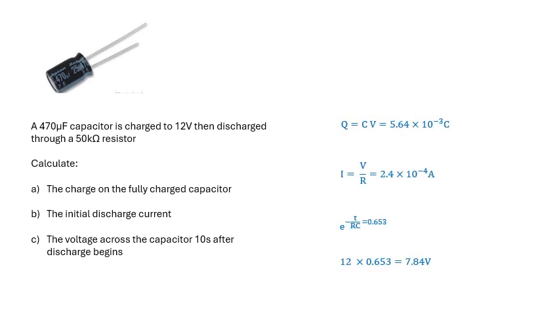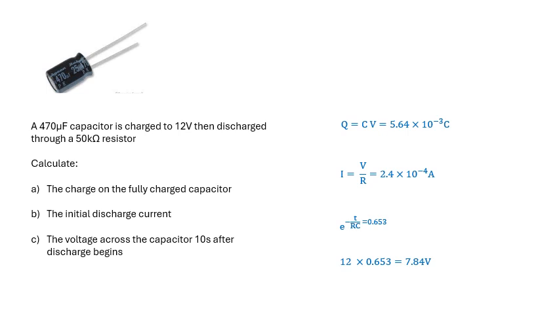There you go. So the charge on the fully charged capacitor is Q equals CV. The initial discharge current is just V over R, I equals V over R. Then the voltage across the capacitor 10 seconds after the discharge begins. I could have asked you to work out the current 10 seconds after, or the charge on the capacitor 10 seconds after.